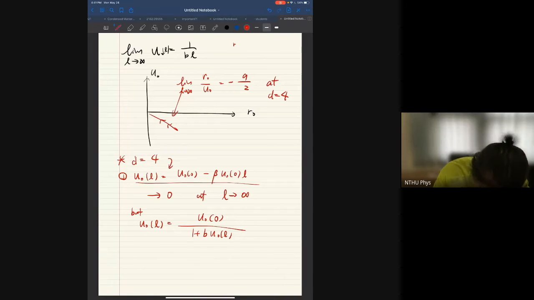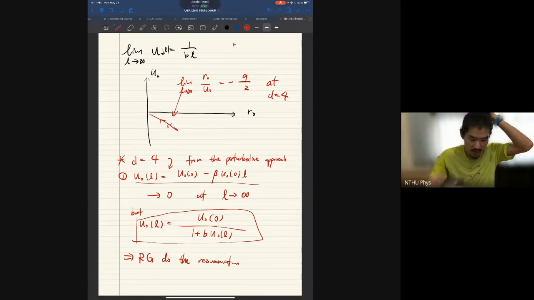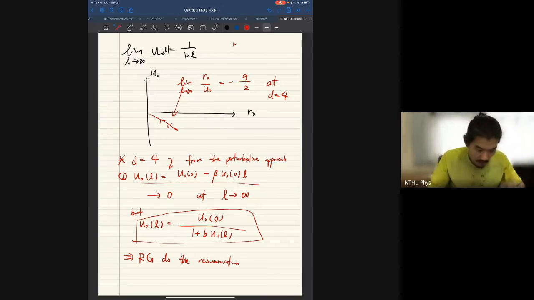Okay. So what I want to say is this is from the perturbative approach. So if we treat things perturbatively, although this will go to 0, if we treat it correctly and sum over all the terms, it will behave like this one. So that indicates RG as a resummation to have this kind of form. So that is some kind of comment. Okay.